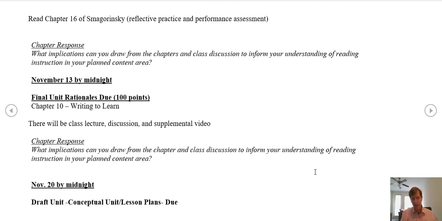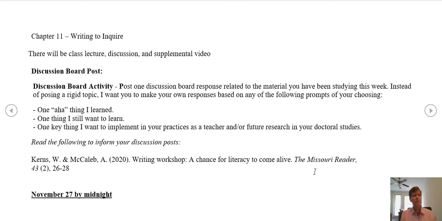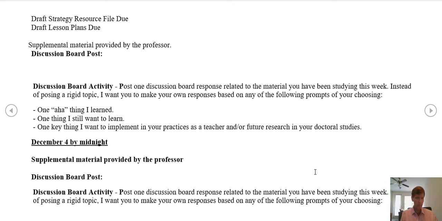And then I'm leaving November 13th and 20th a little bit open. I'm going to post supplementary material on those days. But by then, I want you to really focus on nailing down your unit of instruction. I'm going to make sure that you have time to complete your major projects during this time. Okay, so you can see an article that I've written will be due there. Your strategy resource file will be due by the end of the course, November 27th.